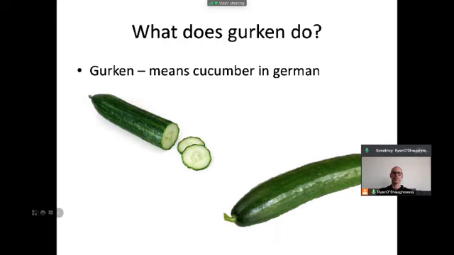So what does Gurken do? Just so you get an idea, you've probably seen cucumbers. Gurken is cucumber in German. So this might tell you a little bit about what the fly embryo might look like if we have a Gurken mutant.